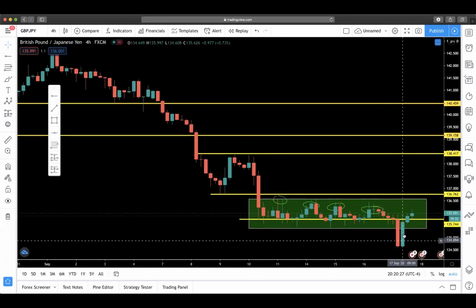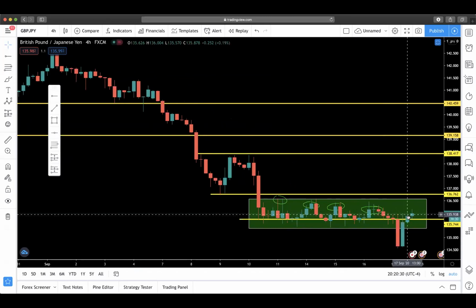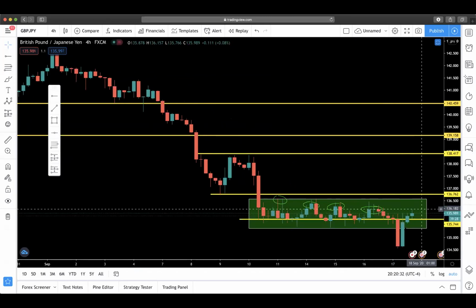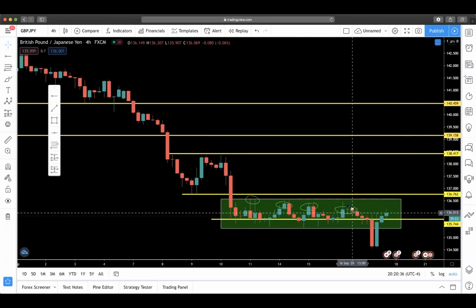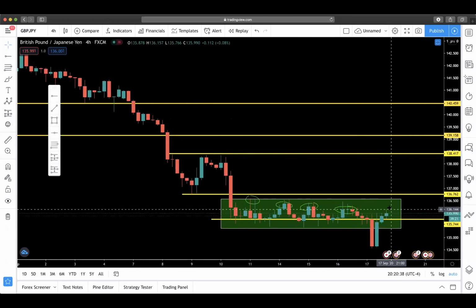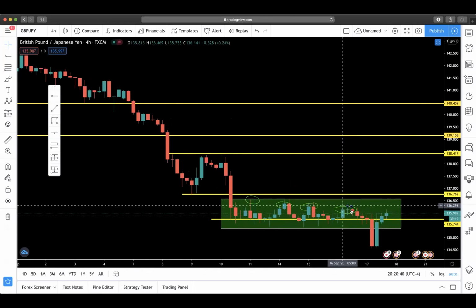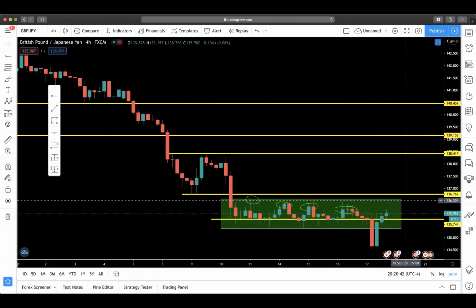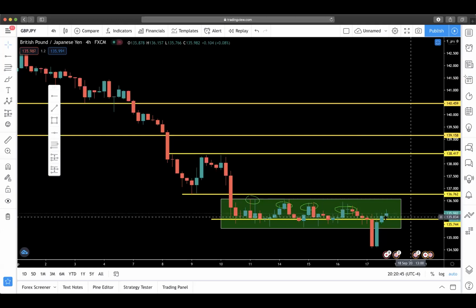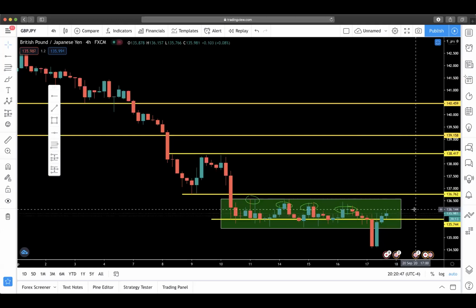went after right here, took you out, collected your money, made you sad, and now it's back up in the zone. So we're still careful as far as, is this going to continue and break this high right here? And if so, we're going to look for that retest once it does, the inside return for our entry to go long.